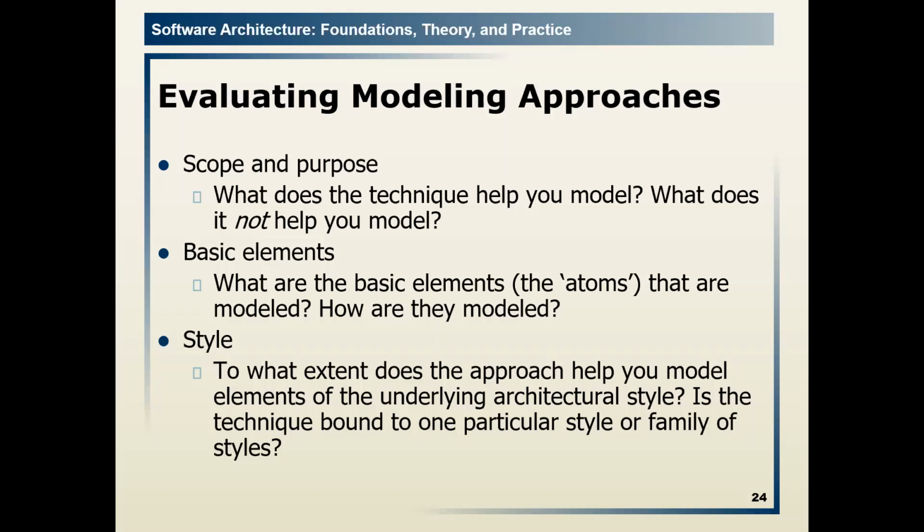So you know the scope and the purpose, why you are doing it, right? And you have to also identify the limits. What does it not help you model? A lot of the non-functional things will not be shown in the graphical part of the UML diagrams. And the basic elements, what are the basic elements? What is the smallest thing that you can show in that notation? And then how are they modeled?